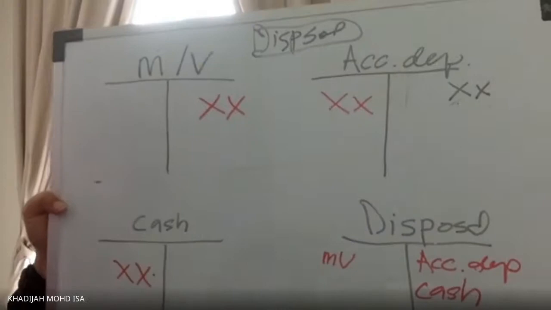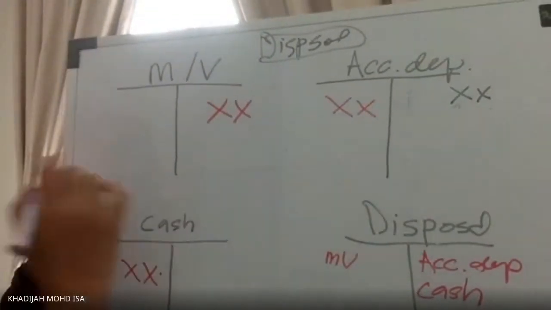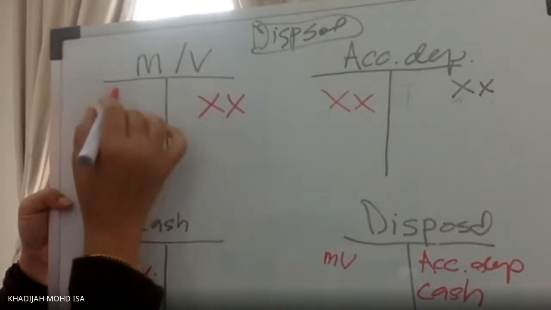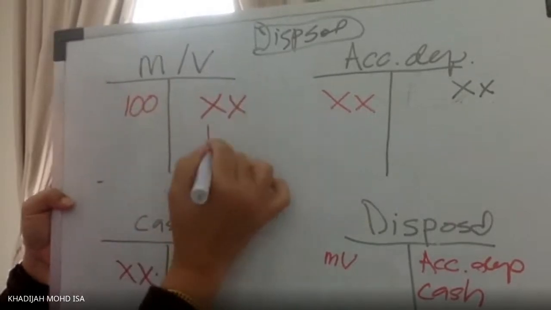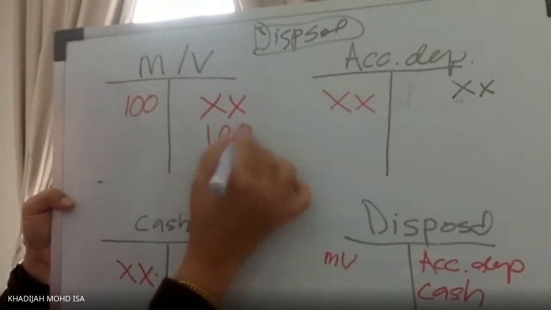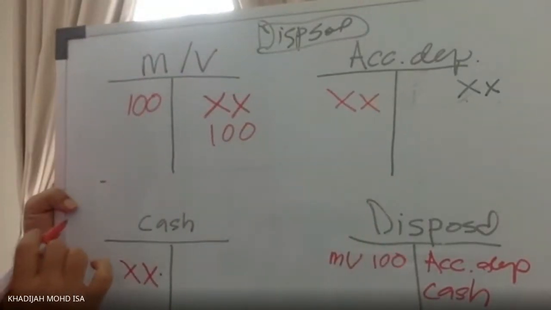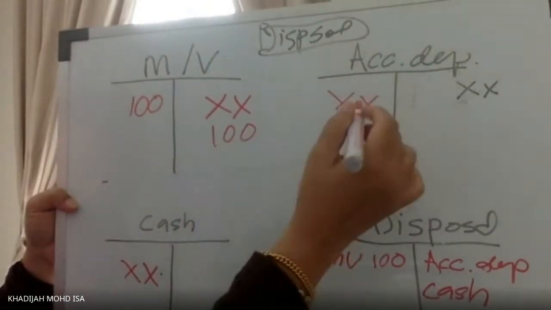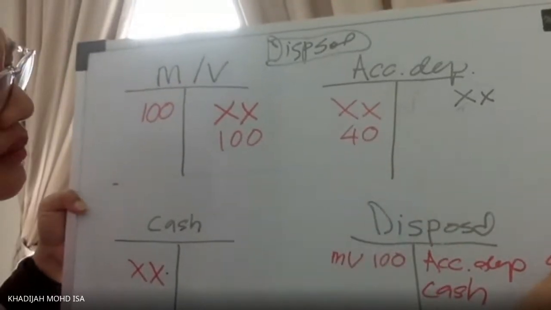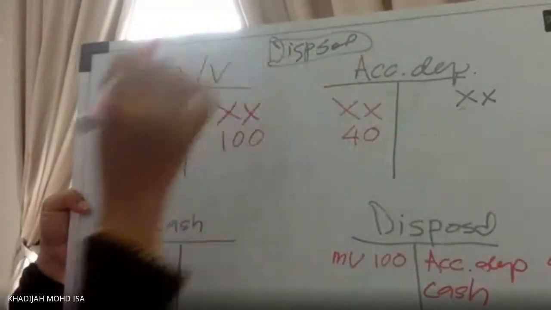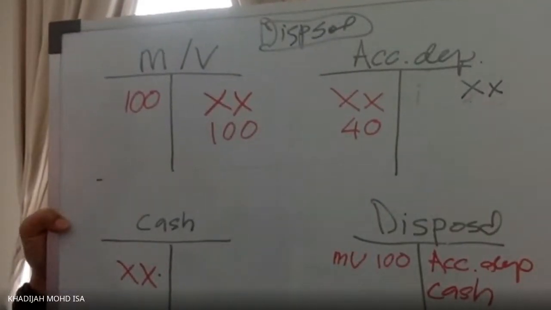So let's take an example here. Let's say that the motor vehicle cost is 100. So when I dispose, I have to dispose 100, so I will debit my disposal account 100. Accumulated depreciation over the years was 40, so I credit 40, accumulated depreciation. Can you tell me what is the book value of the motor vehicle based on the information provided here? What will be the book value?